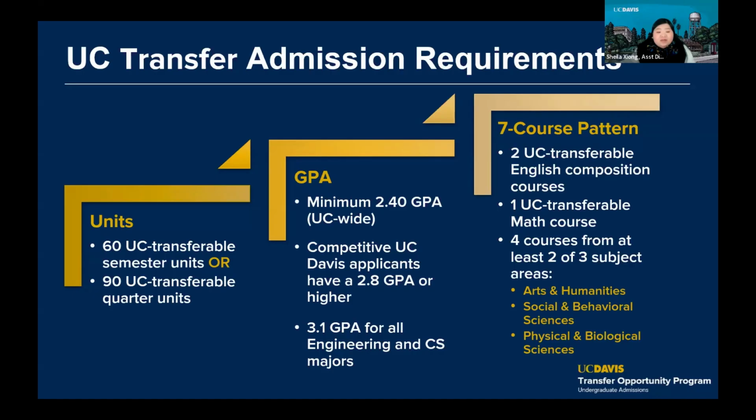And then last but not least, we have the 7-course pattern. The 7-course pattern includes 7 courses. So you've got 2 UC transferable English courses that you need to complete, 1 UC transferable math course, and then 4 elective courses from at least 2 of the following 3 subject areas listed here. So basically, for these last 4 courses, we want you to mix and match your courses across the different subject areas. We don't want all courses from like physical and biological sciences or all courses from arts and humanities only. You have to have at least 2 of the subject areas listed here.